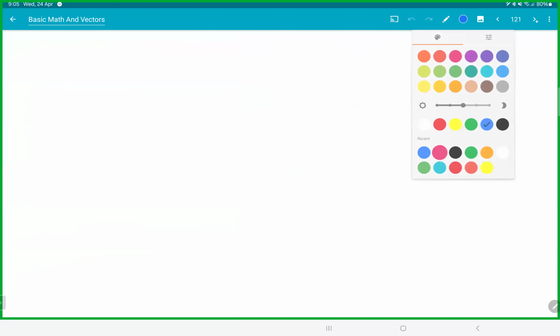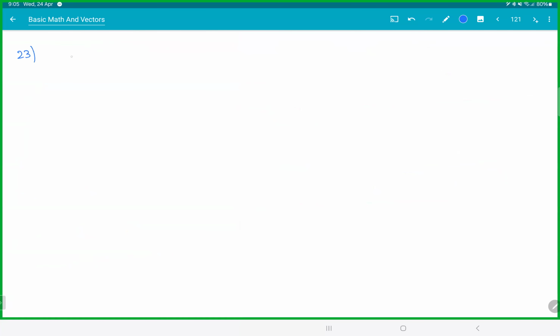Let's see a question on this. We have two vectors. A bar is 2i minus j plus 3k. B bar is i minus 2j plus 4k. Let's make it 2k only. So find, first question, A bar dot B bar. Second question, the angle between A bar and B bar.